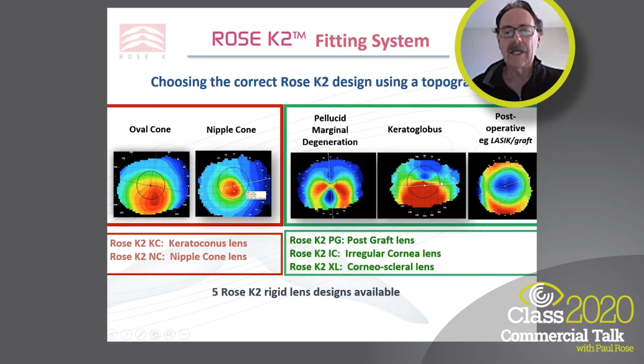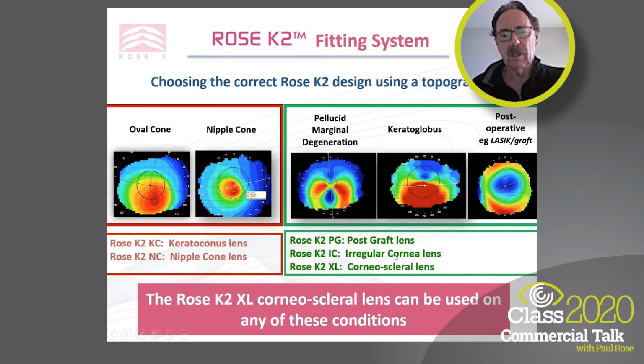But once you get to these larger areas of distortion, these smaller lenses do not center, they're often not stable, and you need to go to either a bigger corneal lens like the post-graft design or the irregular cornea design, which covers most of the cornea. And if that fails, the corneal scleral lens design, which is a 14.6 semi-scleral lens. Although the semi-scleral lens first indication is for these larger areas of distortion, it can be used on cones as well. So you can use the XL design on any type of irregular cornea or post-surgical cases.